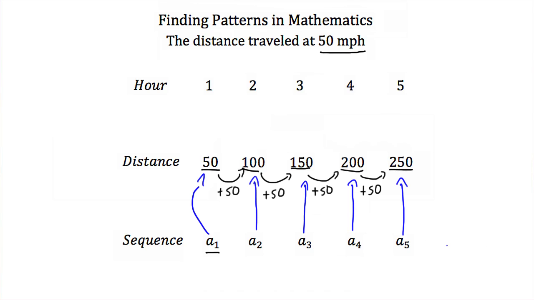If we had a sixth term, or we wanted to find A6, well, we would just follow the previous pattern of our sequence. We go up 50 every time we find a new term. So if we're at A5, or our fifth term, and that's 250, and we add 50 to that, we should find that the sixth term, if we drove for 6 hours, would be 300.